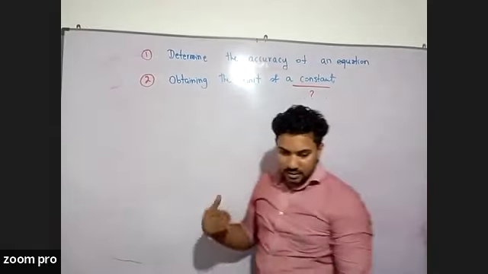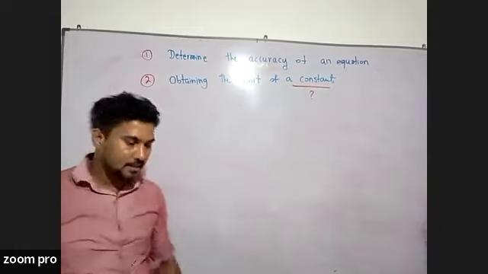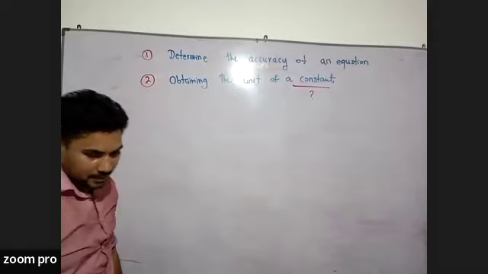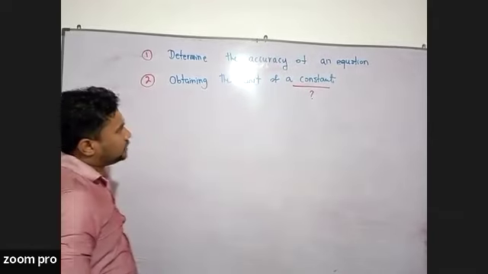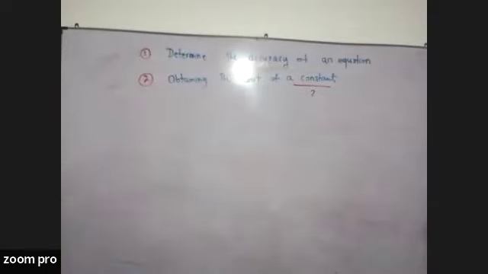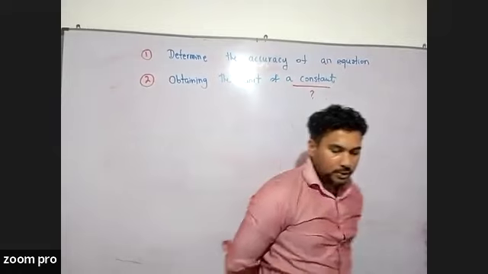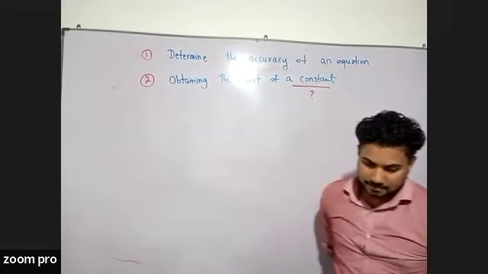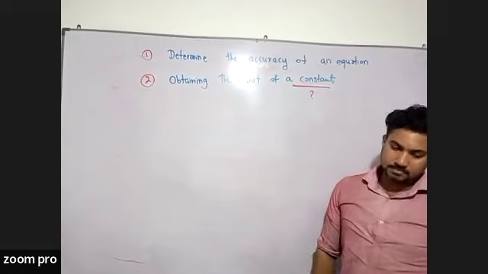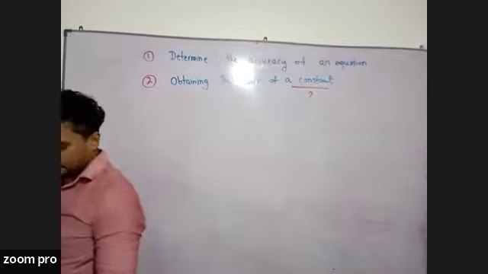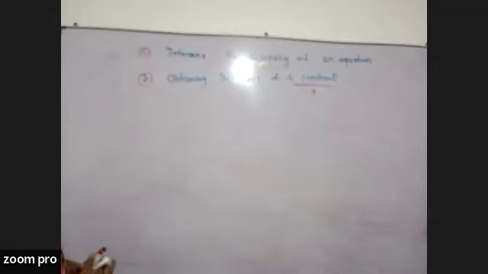Okay. So first of all, let's write it down. First one, determine the accuracy of an equation. Second one, obtaining the unit of a constant. Obtaining the units of a constant.